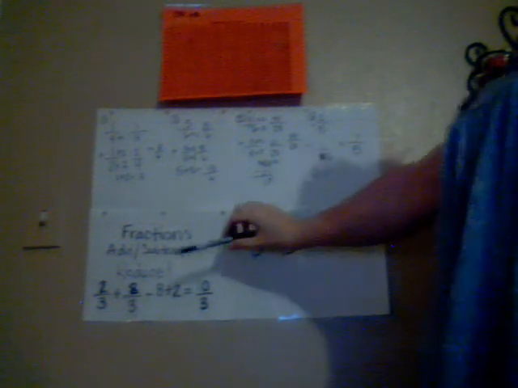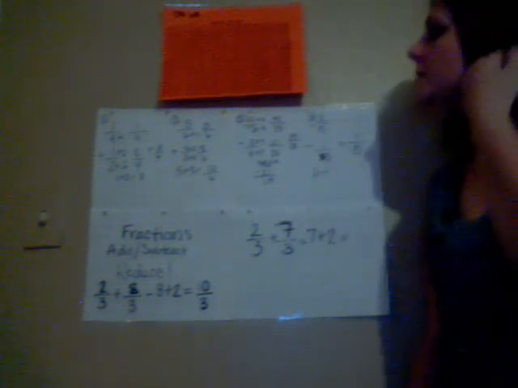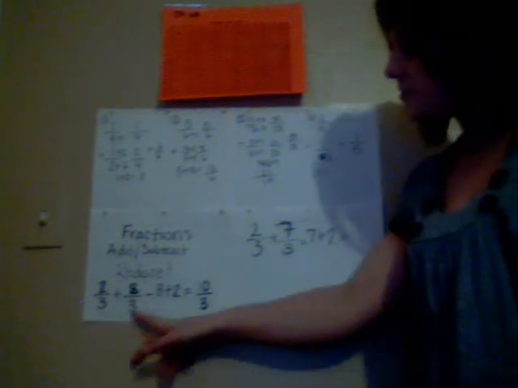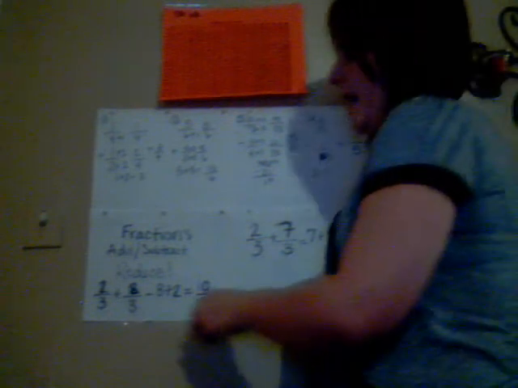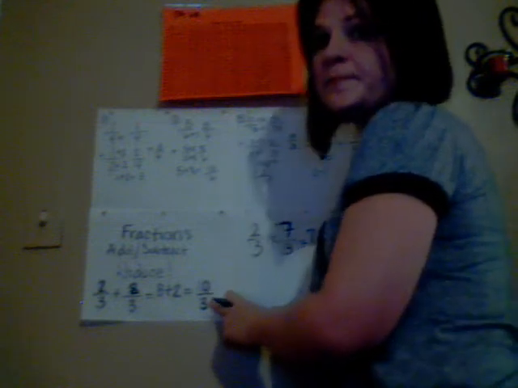We're going to talk about reducing when adding and subtracting fractions. So I use the example of 2/3 plus 8/3. Our bottom number is the same, so we don't have to get a common denominator. So we just add. 8 plus 2 is 10/3.